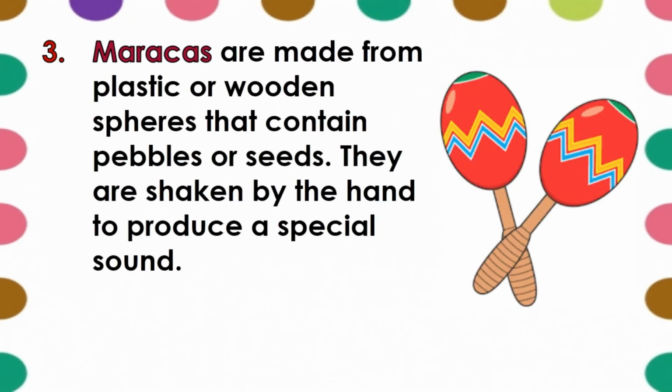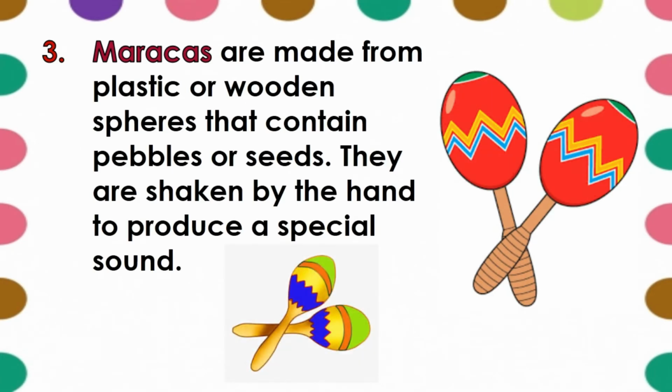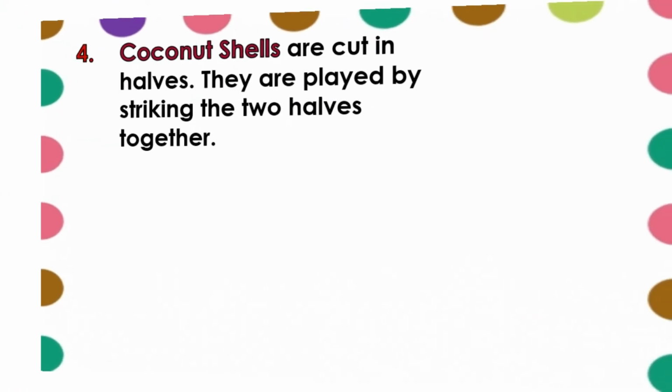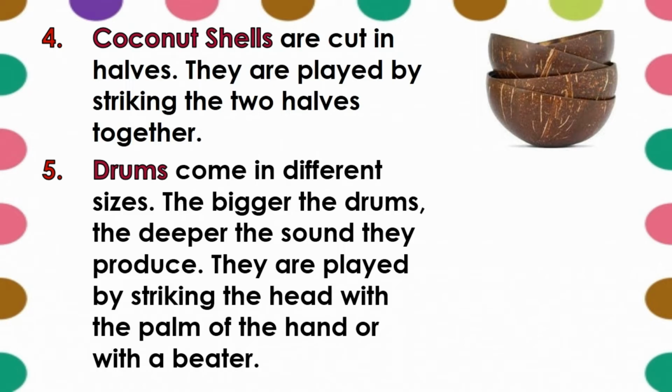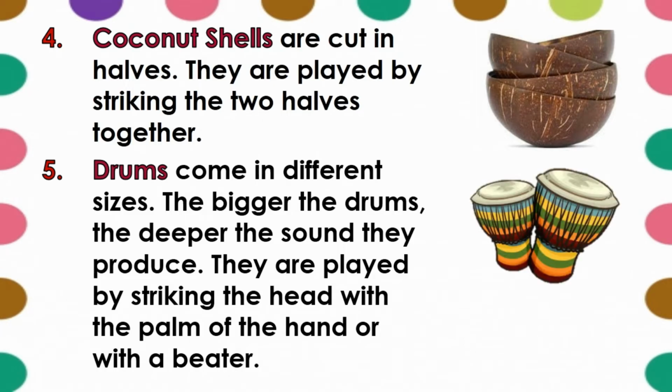Third is maracas. Maracas are made from plastic or wooden spheres that contain pebbles or seeds. They are shaken by the hand to produce a special sound. Fourth is coconut shells. Coconut shells are cut in halves. They are played by striking the two halves together. Fifth is drums. Drums come in different sizes. The bigger the drums, the deeper the sound they produce.